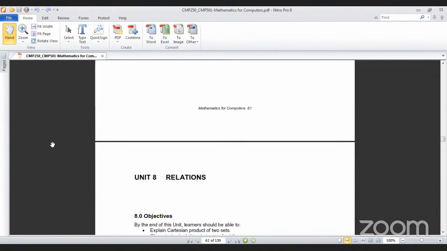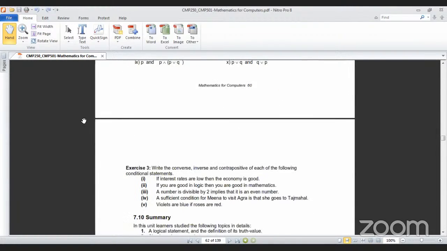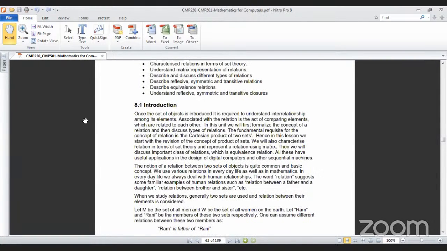Understood this unit, mathematical logic? Just revise what was said and try to solve these sums. If you have doubts regarding it, you can ask me. Now we will move further. All of these are not so lengthy units. You can complete one in one day.